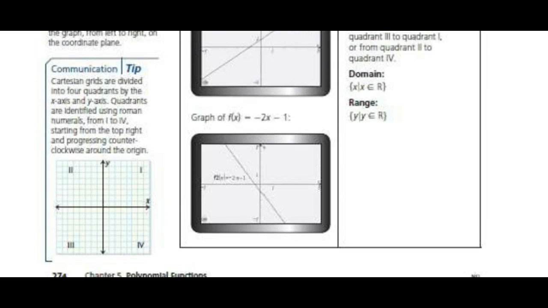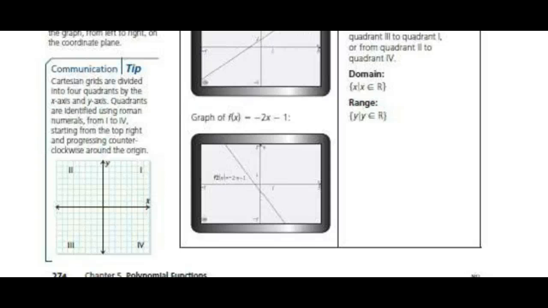Cartesian grids are divided into four quadrants. You guys know this, right? You've taken the Cartesian plane. But here's a little reminder. Cartesian grids are divided into four quadrants by the x-axis and the y-axis. Quadrants are identified using Roman numerals from 1 to 4, I, II, III, IV, starting from the top right and progressing counterclockwise. So 1, 2, 3, 4.